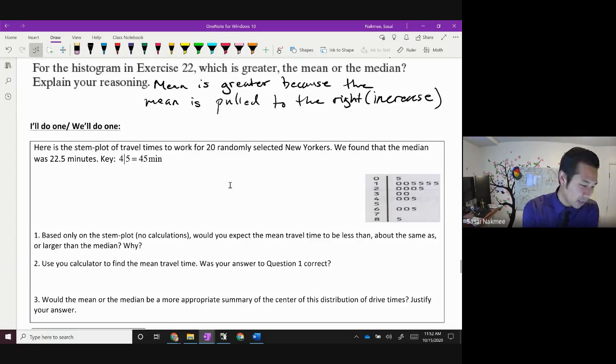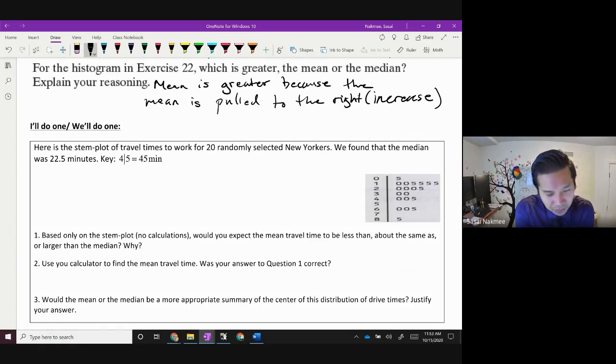Looking at this data, one person only takes 5 minutes to get to work, and another person takes 85 minutes. That's nuts. Some people take 60 minutes, some take 65 minutes. I need you to figure out, does this look skewed left, skewed right, symmetric, or none of them?